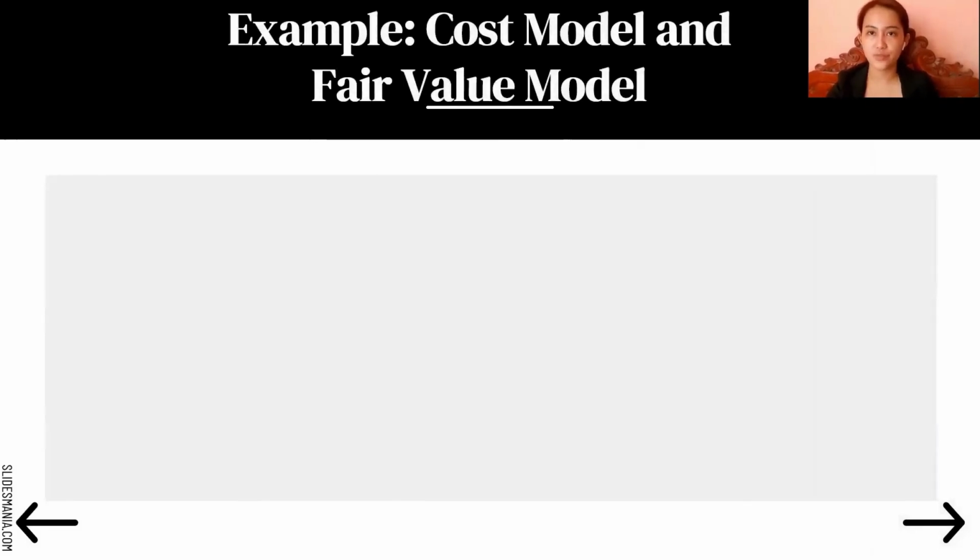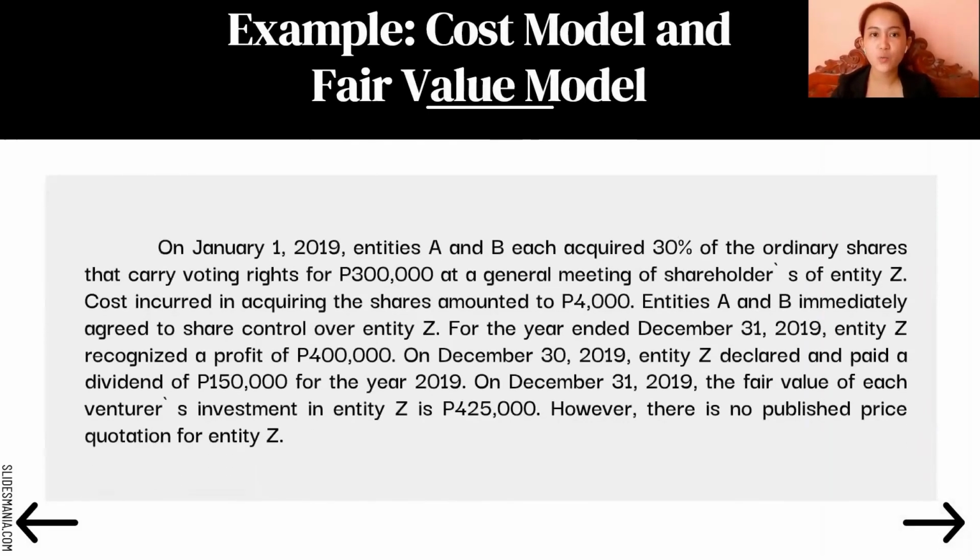Example, cost model and fair value model. On January 1, 2019, entities A and B each acquired 30% of the ordinary shares that carry voting rights for 300,000 at a general meeting of shareholders of entity Z. Costs incurred in acquiring the shares amounted to 4,000. Entities A and B immediately agreed to share control over entity Z.